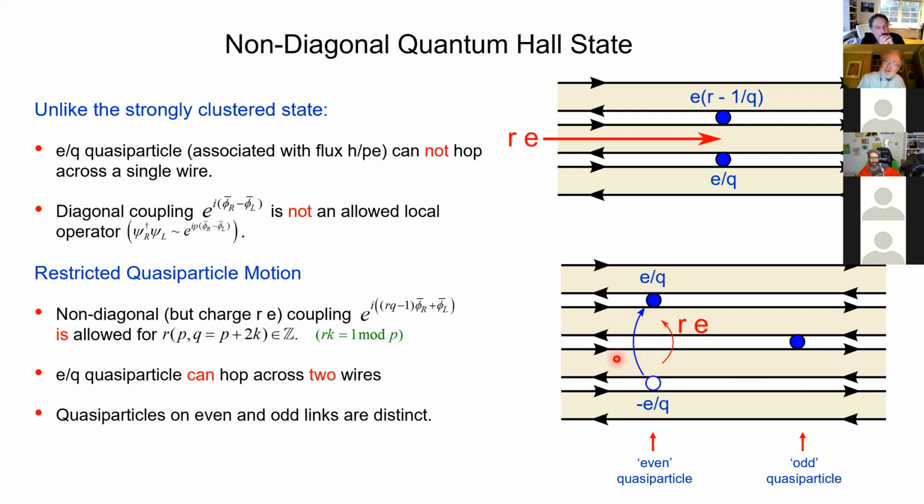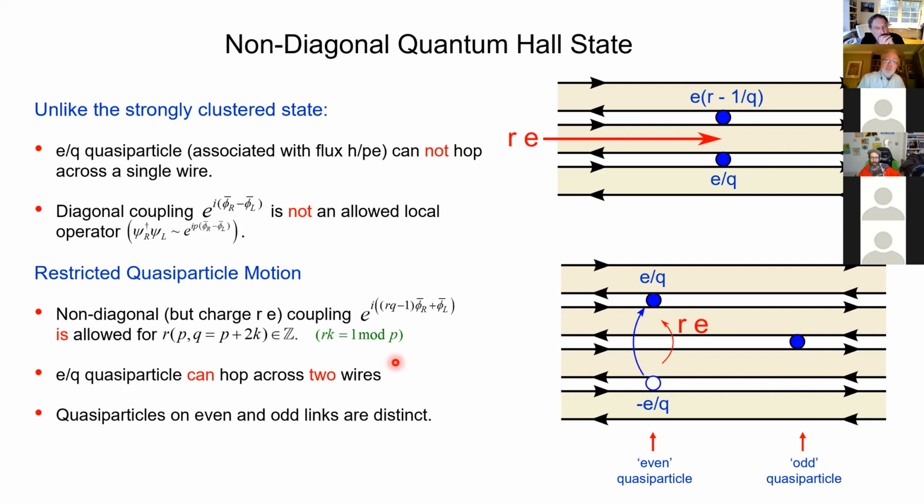But now this quasi-particle, it can move around, but it can never get to the odd sites. Likewise, the odd quasi-particles, they can move around. They can never get to the even sites. So now we have two different kinds of quasi-particles. We have the quasi-particles that live on the odd links and the quasi-particles that live on the even links. Okay, and so this is the difference between the topological order of this non-diagonal state and the topological order of the strongly clustered state.